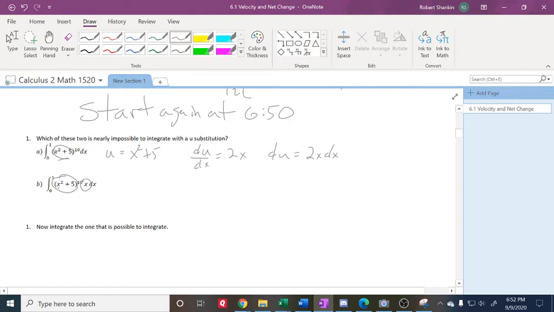And the one that's the higher power is going to be the U, and then the du will show up in the integrand. And it can be off by a constant, and that's all.